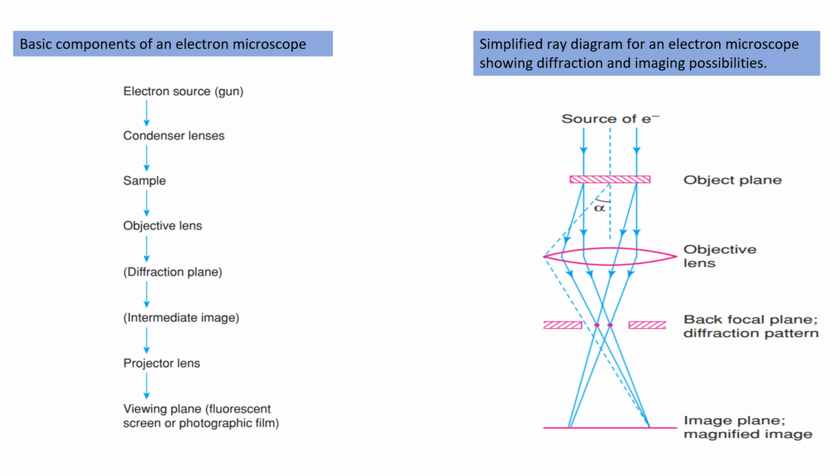On the right side, this is the simplified ray diagram for an electron microscope showing the diffraction and imaging possibility. The electron beam comes out from the source and falls on the object plane, from where it passes through the objective lens and then through the back focal plane, where a diffraction pattern forms, and these rays fall on the image plane where we get a magnified image of the sample.